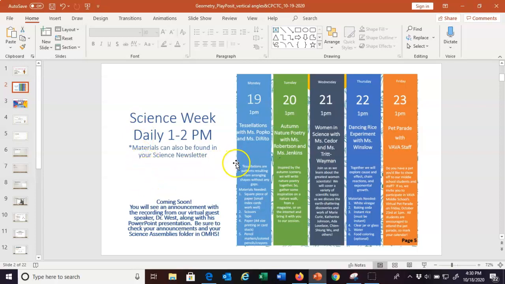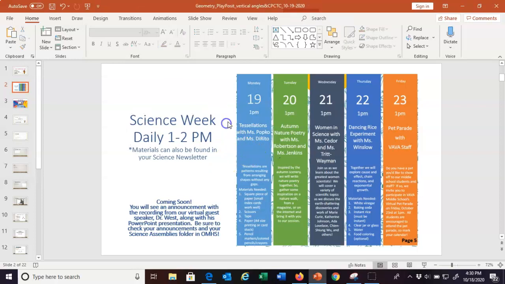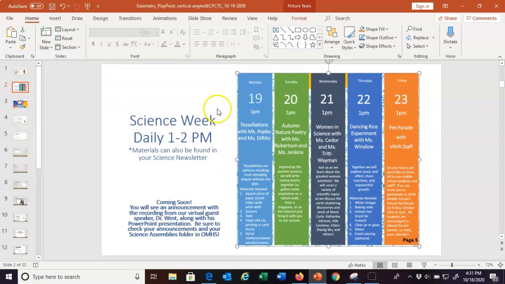The first one on Monday is Tessellations with Miss Popko and Miss Dorito. And then Tuesday, we have some poetry writing with Miss Robertson and Miss Jenkins. Wednesday, some women in science with some of our history teachers, Miss Cedar and Miss Waitman. Thursday, we have a dancing rice experiment with myself. And then Friday is our pet parade.